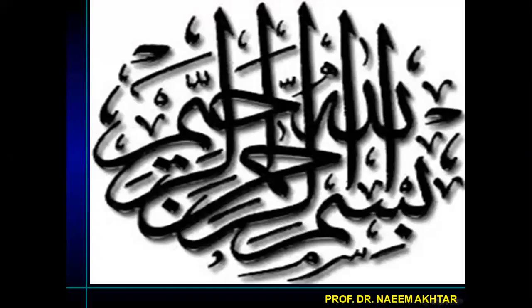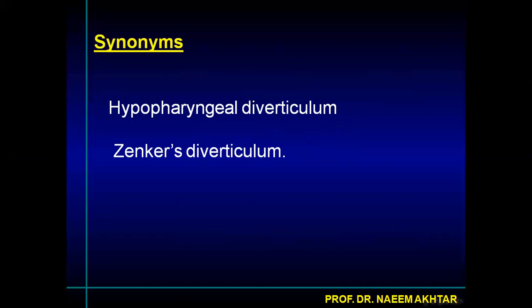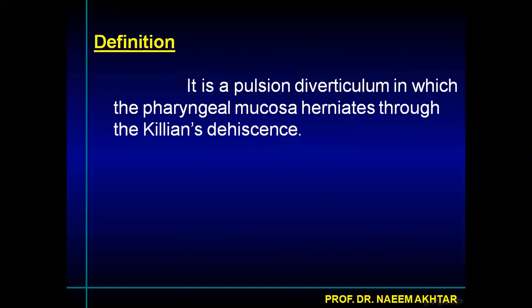Today in this lecture, we are going to discuss the pharyngeal pouch. The pharyngeal pouch is also named as hypopharyngeal diverticulum or Zenker's diverticulum. It is a pulsion diverticulum in which the pharyngeal mucosa herniates through the Killian's dehiscence.